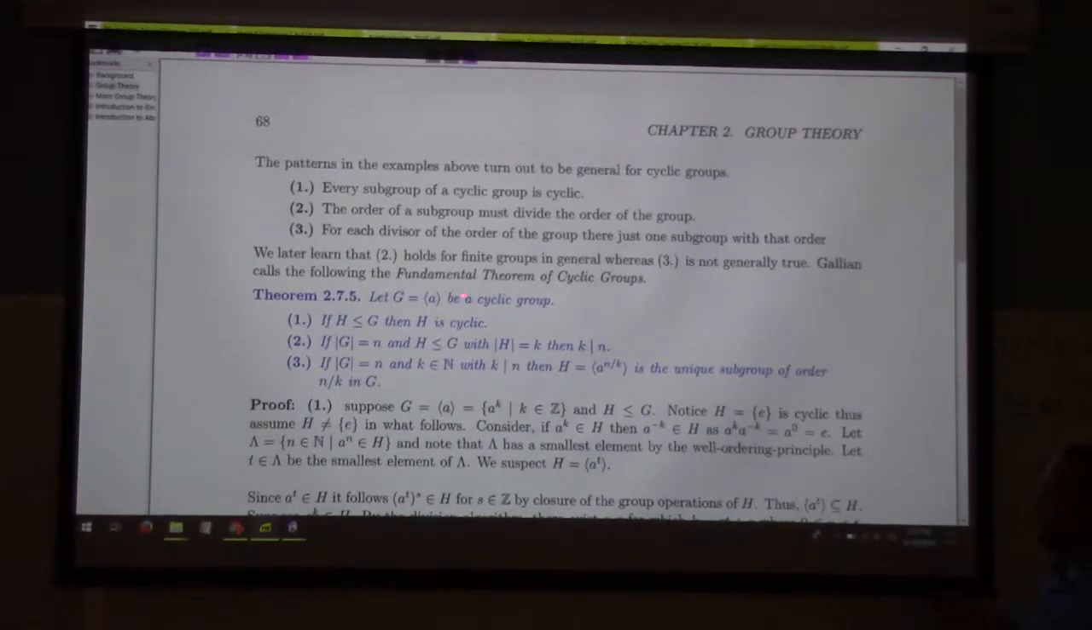And then finally, this is a little bit harder to see in the examples, but it's also borne out: for each divisor of the order of the group, there is just one subgroup of that order. All right. So this is the so-called fundamental theorem of cyclic groups.